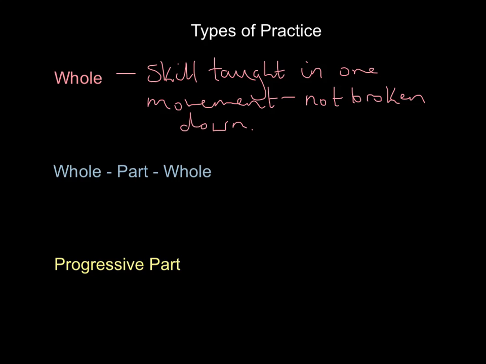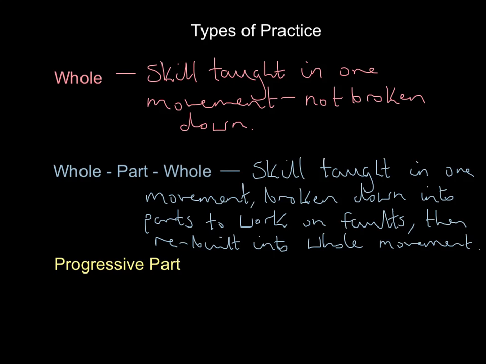There are 3 basic ways of coaching an individual skill, and here they are: whole, whole part whole, and progressive part. So, whole skills, skills taught in one movement, they are skills that are not broken down. I've gone a bit long-winded on the whole part whole method, but to quote Ronseal, it does exactly what it says on the tin. You teach the skill as a whole, you break it down into parts to work on the faults, then you build it back up into a whole again.